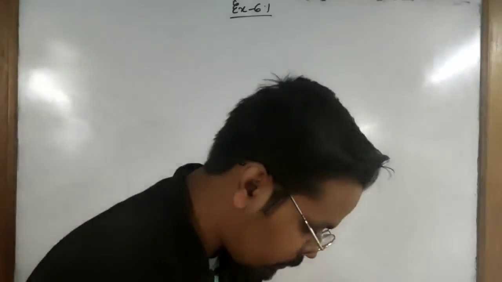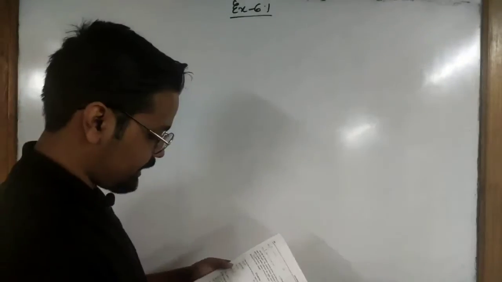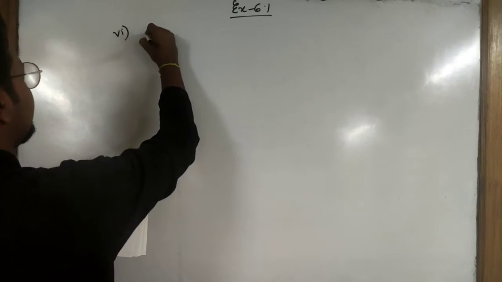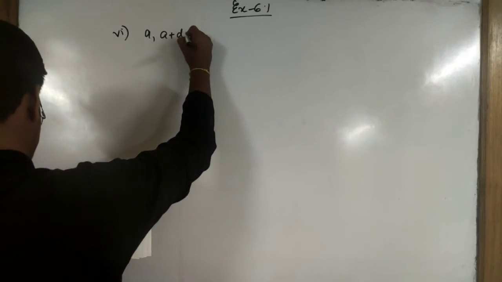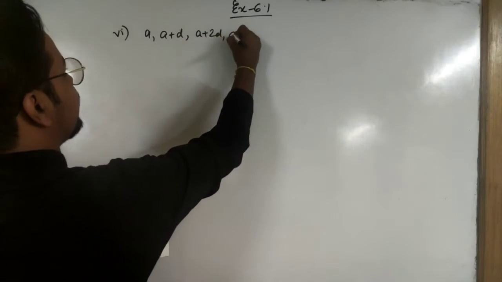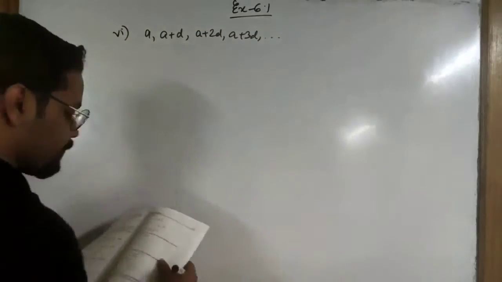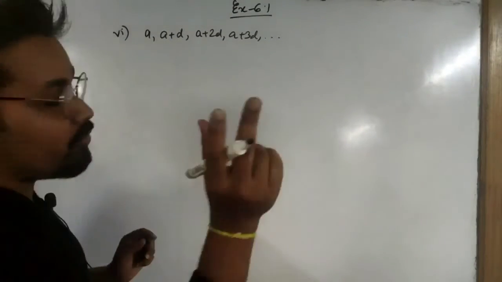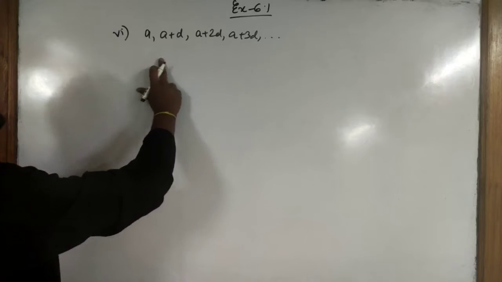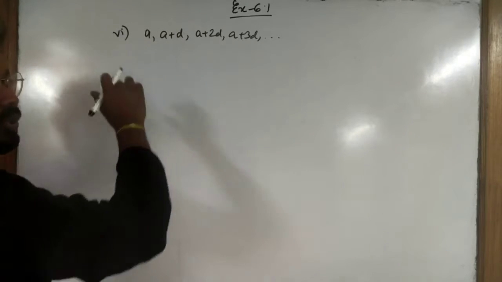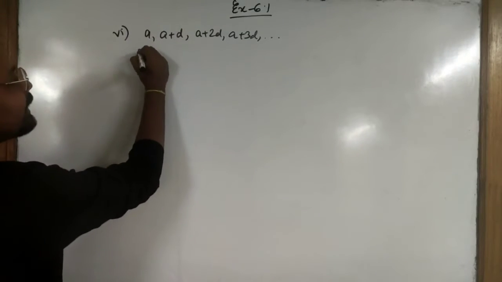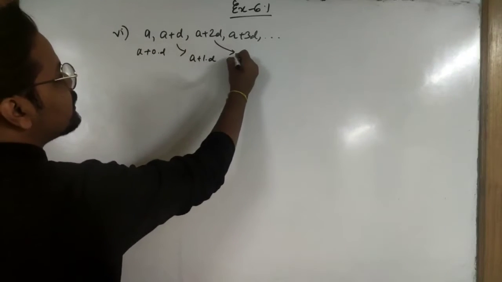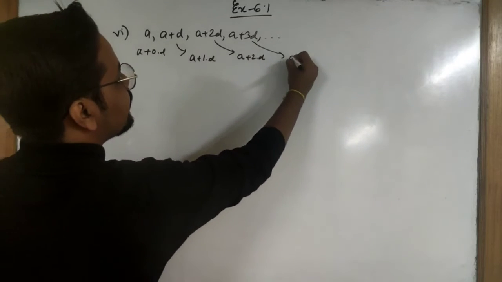Let us do question number 6. So in question number 6 we have a plus d, a plus 2d, a plus 3d, and it goes on. So how do we do this? Another very simple one. So if you check here, for the first term it is a. That means this d term is not even present. So you can write this as a plus 0 into d. This can be written as a plus 1 into d. This is a plus 2 into d. This is a plus 3 into d.